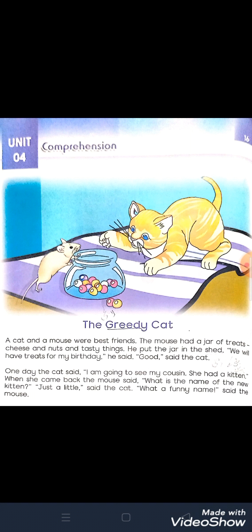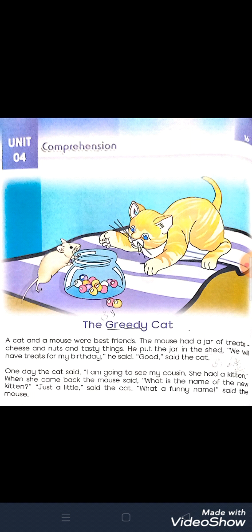Okay, this was the reading, and now we'll have to explain it. A cat and a mouse were best friends. A cat tha, ek mouse tha. Wo dono kya the? Wo best friends the. The mouse had a jar of treats, cheese and nuts and tasty things.